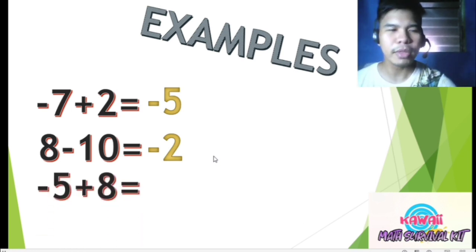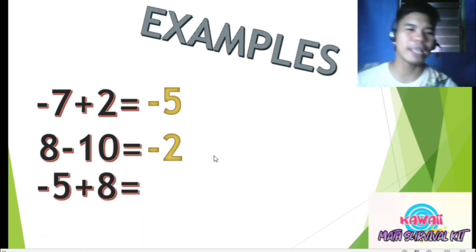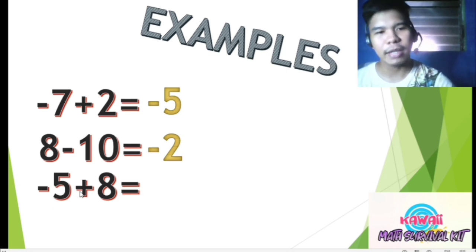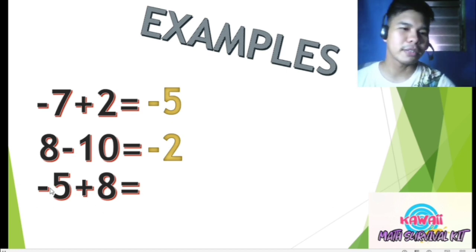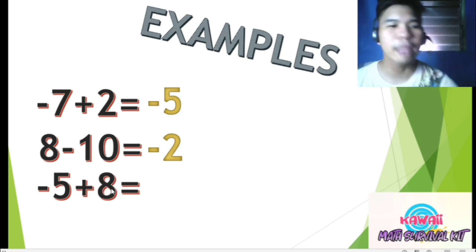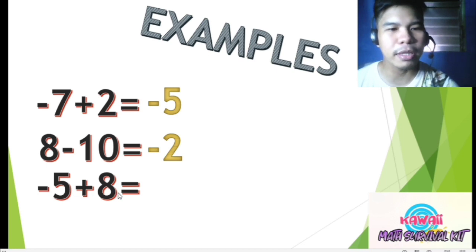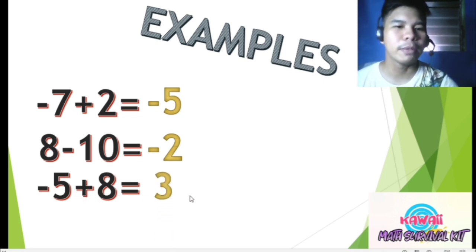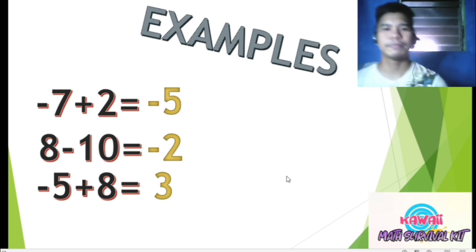Next, if we have negative 5 plus 8. So again, unlike signs. So 5 is negative and 8 is positive. So all we have to do is to subtract: 8 minus 5 is 3. And then you copy the sign of the larger number. The larger number is 8 and the sign of 8 is positive. So we have positive 3.